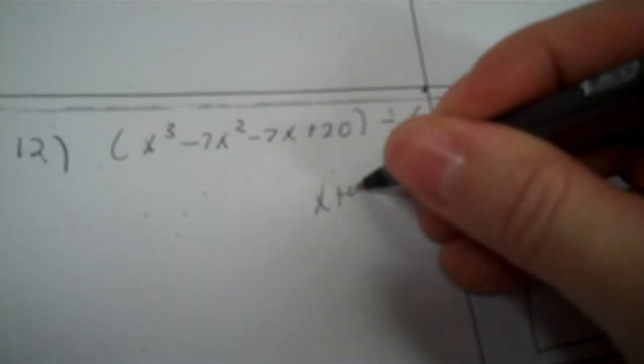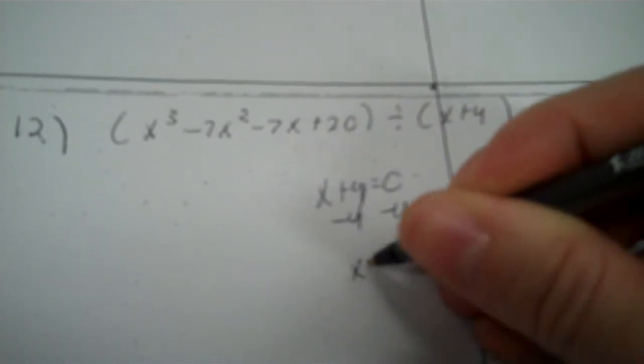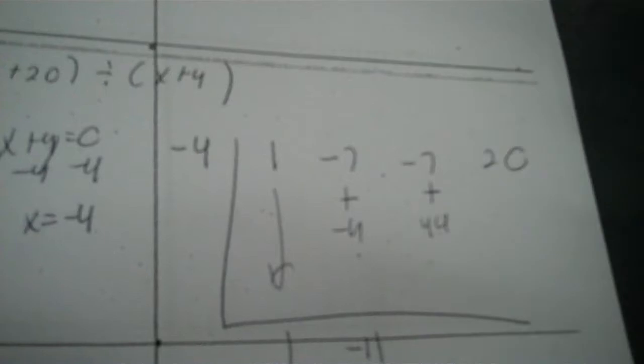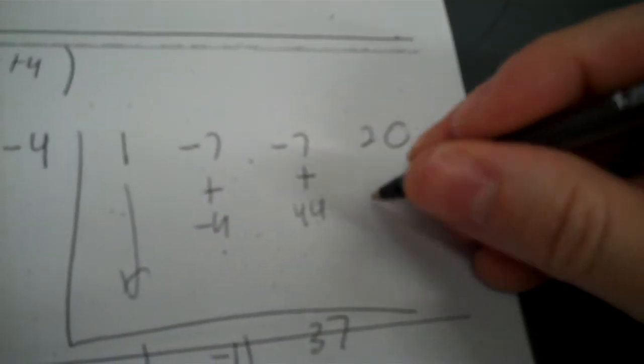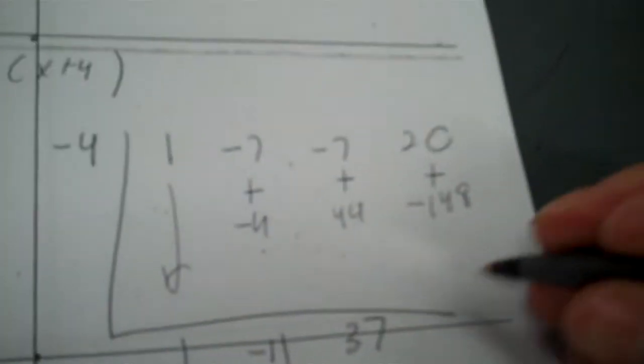Okay, x plus 4, set that equal to 0 by subtracting 4. And you've got 1, negative 7, and 20. Drop your 1. 1 times negative 4 is negative 4. Then you add, negative 11. Negative 11 times negative 4 is 44. Then you add, and that's going to be 37. I'm most definitely not going to get a remainder of 0 here. I mean, you can tell. So 37 times negative 4 is negative 148. Add those, it's negative 128.